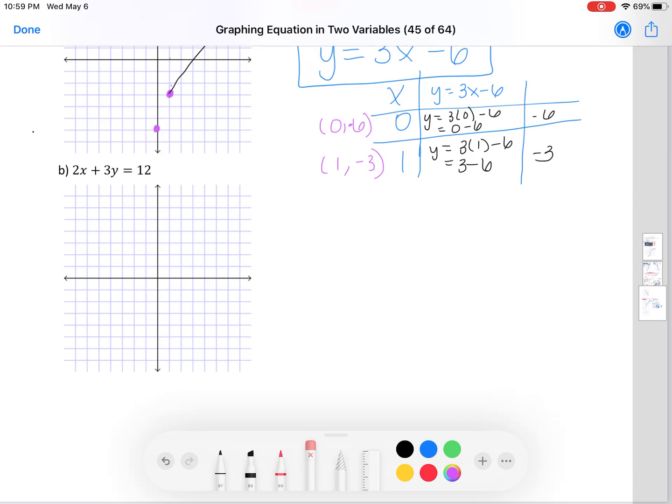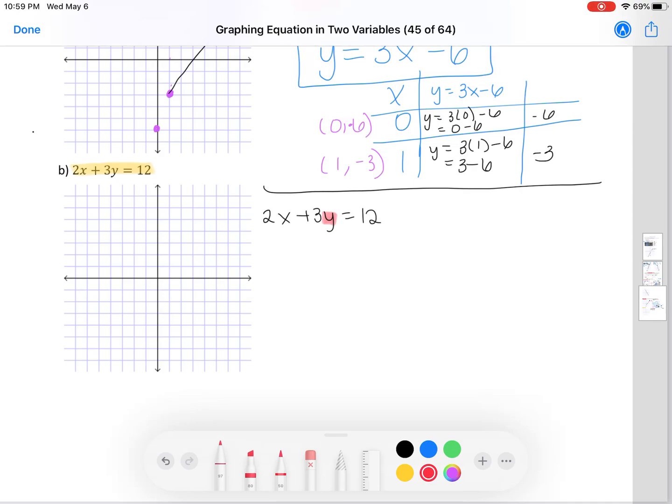Alright, next one, we have 2x plus 3y equals 12. Same problem, I need to get y by itself. So I have 2x plus 3y is equal to 12. Now let me highlight what we want to get by itself. We want to get y by itself.